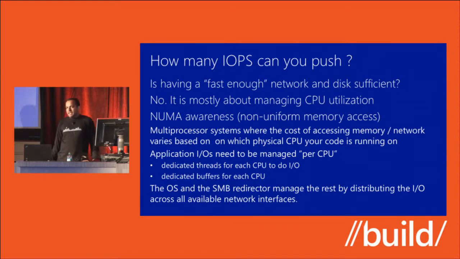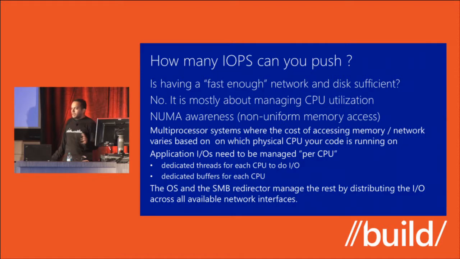Now, as an application developer, you need to partition your IOs on a per CPU boundary. Otherwise, if you try to reuse the same buffers across multiple CPUs, it results in a lot of cache thrashing inside the CPU, and it kills your CPU performance. Typically, SQL, for example, has dedicated threads for each CPU which do I/O, and dedicated buffers for each CPU. And this is something which you have to do as an app writer if you want to achieve high throughput.